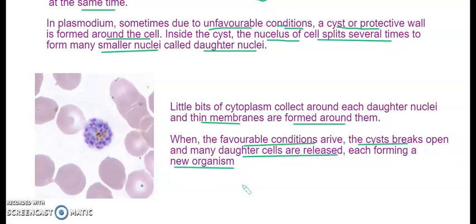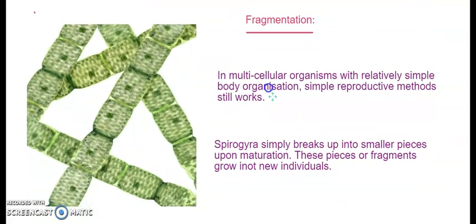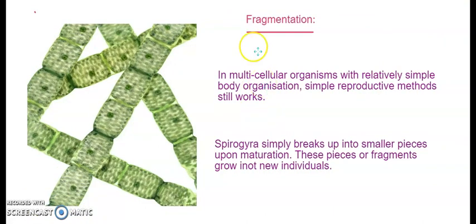So binary fission we saw in amoeba, paramecium, leishmania. Multiple fission is possible in plasmodium. The next type of reproduction that we're going to see is fragmentation. As the word suggests, fragment means break up into small parts. Before we go into the theory part, let's look into the fragmentation process happening in Spirogyra.